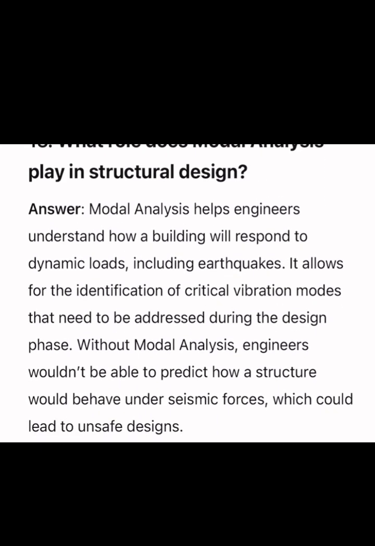What role does modal analysis play in structural design? Modal analysis helps engineers understand how a building will respond to dynamic loads, including earthquakes. It allows for the identification of the critical vibration modes that need to be addressed during the design phase.